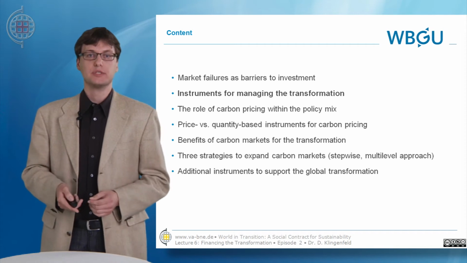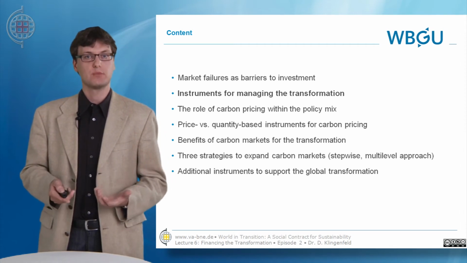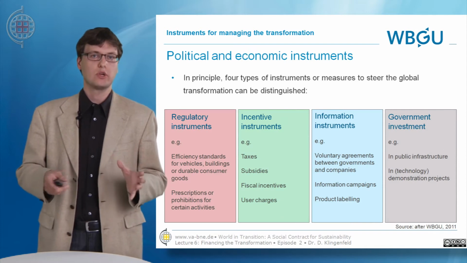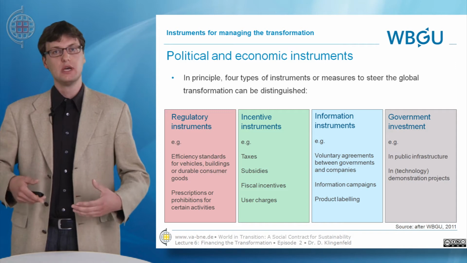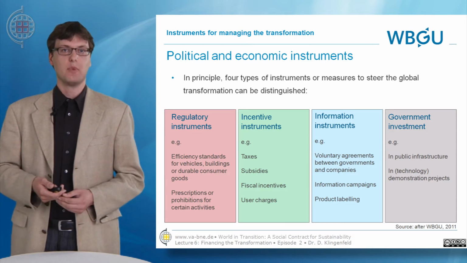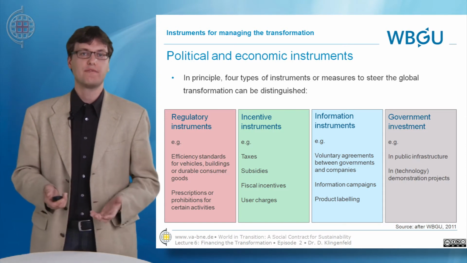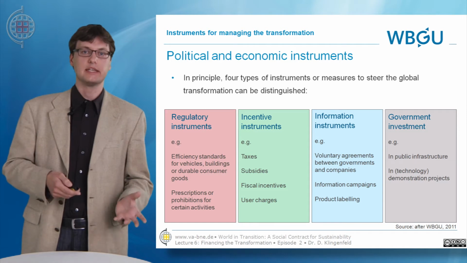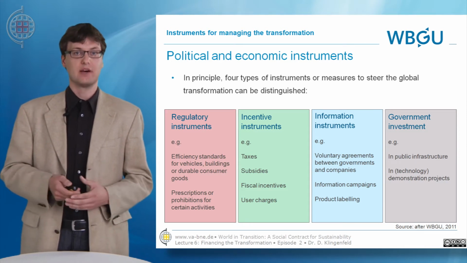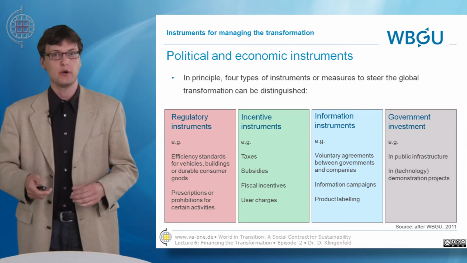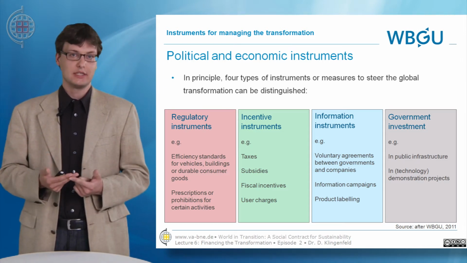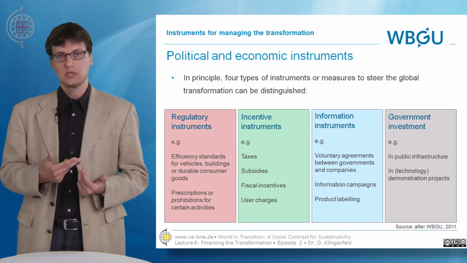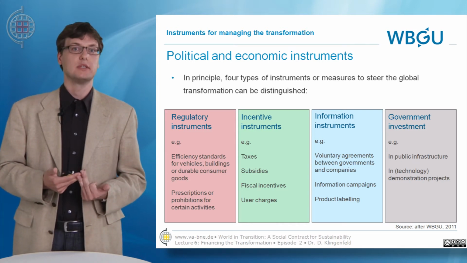Talking about instruments for managing the global transformation process. What options do governments have in order to address market failures and in order to enhance the operation of markets around the world related to this global transformation process? Well, in fact, there are 4 different sets of political and economic instruments at the disposal of governments, and I would like to explain them now to you. They are first regulatory instruments, then incentive instruments, information instruments, and government investment.